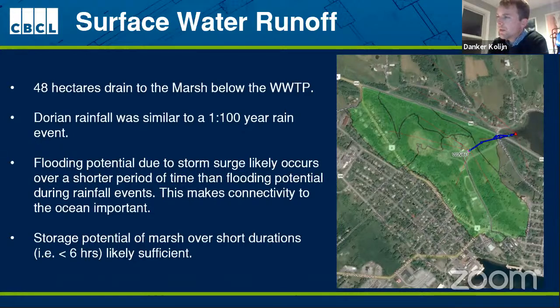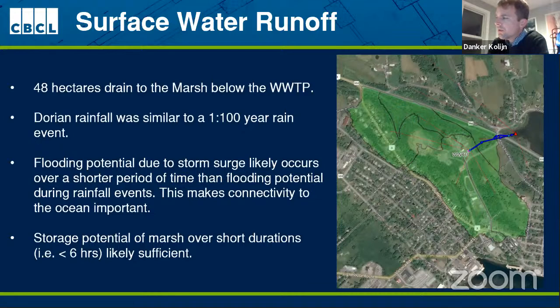It's only 48 hectares. And what we found in this was that the salt marsh can actually hold a lot of water. So it can retain a significant amount of runoff for relatively short periods of time, which again illustrates how important it is that there's a culvert, because that culvert allows the rainwater to drain into the ocean. The problem is, if we have storm surge coming through the culvert the opposite direction, it won't drain.